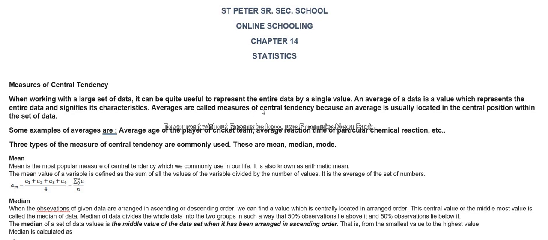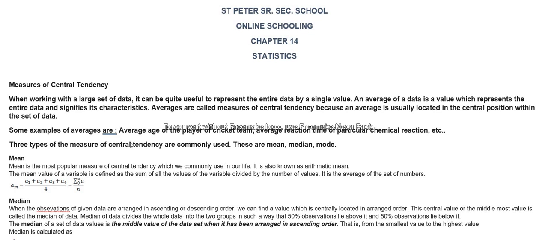Why are they called measures of central tendency? Because an average is usually located in the central position within that particular set of data. Some examples of averages: finding the average age of the players of a cricket team, or finding the average reaction time of a particular chemical reaction, and so on. These are all examples where we are finding averages.